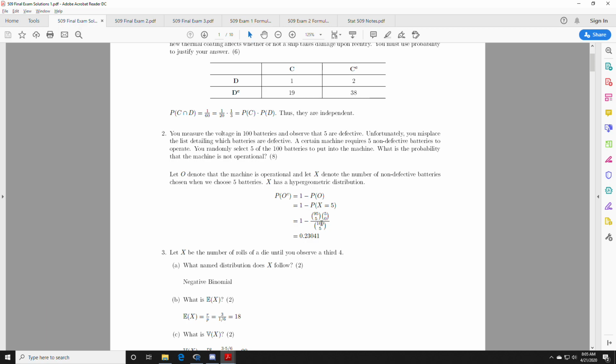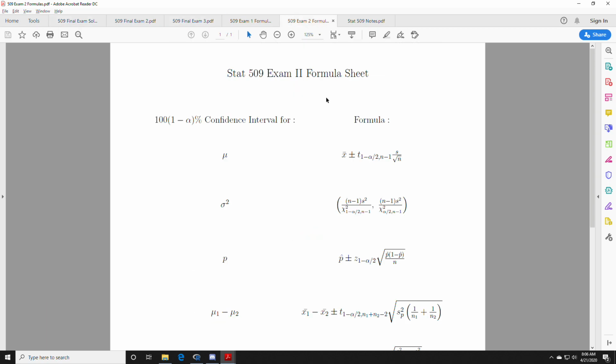Okay, so out of 100 batteries, I choose 5 in the denominator, and in the numerator, out of type 1, I want 5 type 1s, and out of type 2, I want 0 type 2s. Again, non-defective, defective. And of course, these are the binomial coefficients. So, of course, you also most certainly need to remember what this is.